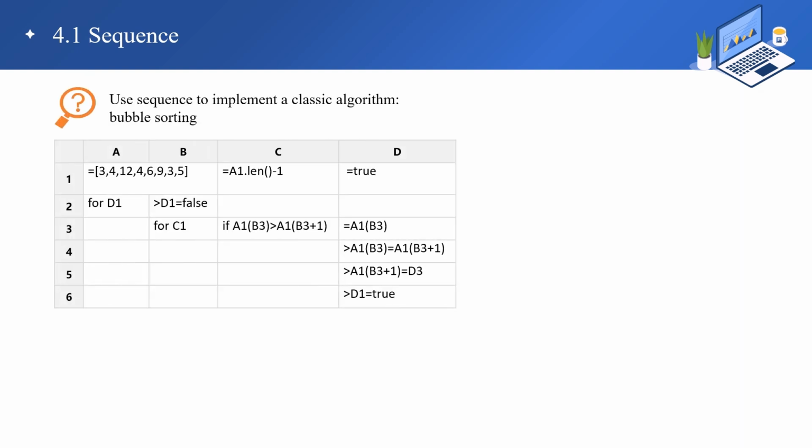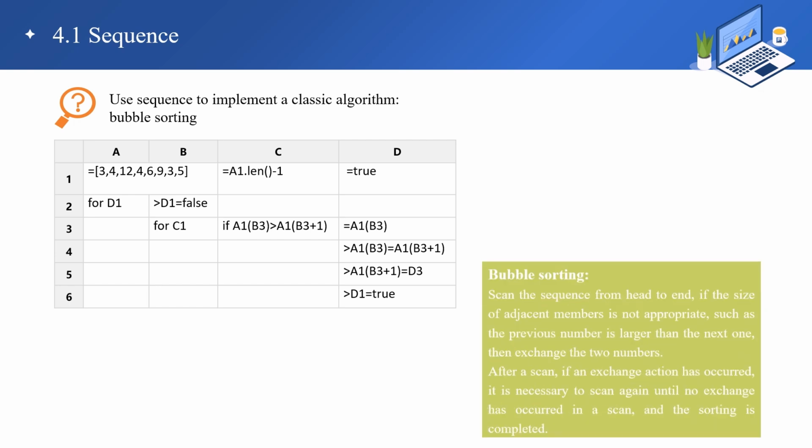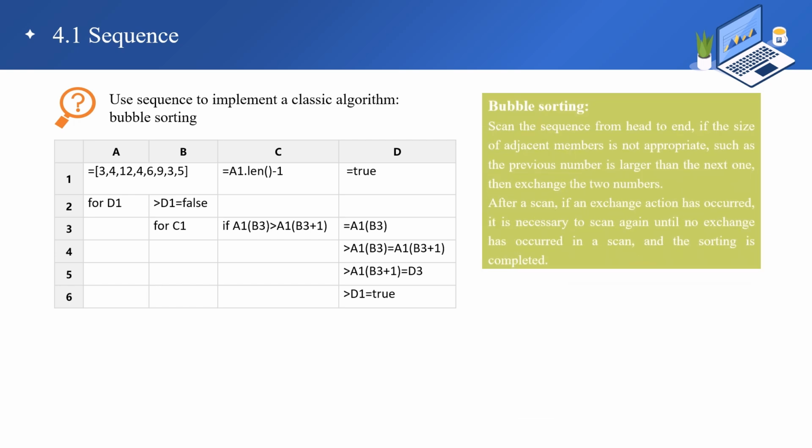Let's use sequence to implement a classic algorithm, bubble sorting. Giving a group of numbers, or a sequence, we need to rearrange the members of the sequence from small to large. The algorithm process of bubble sorting is as follows: scan the sequence from head to end. If the size of adjacent members is not appropriate, such as the previous number is larger than the next one, then exchange the two numbers. After a scan, if an exchange action has occurred, it is necessary to scan again until no exchange has occurred in a scan, and the sorting is completed.